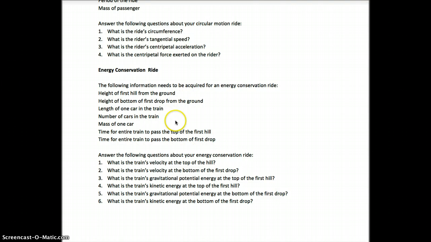Using all of this information, you should be able to answer the questions of the train's velocity at the top of the hill, the train's velocity at the bottom of the first drop, what the train's gravitational potential energy is at the top of the first hill, its kinetic energy at the top of the first hill, gravitational potential energy at the bottom of the first drop, and the kinetic energy at the bottom of the first drop.